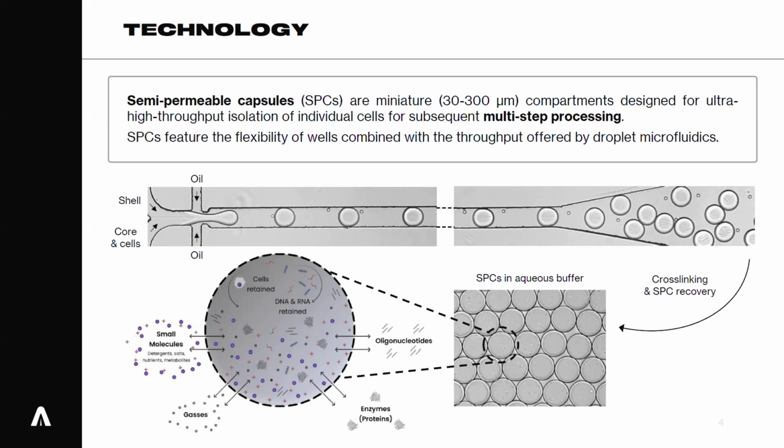Another property is size-selective permeability of this hydrogel. This means that once the cell is lysed, large molecules, such as genomic DNA, will be effectively trapped inside the capsule, while smaller molecules like enzymes, short oligonucleotides, and buffer components will be able to freely diffuse in and out. So practically, this means that capsules enable multi-step sample processing with very easy reagent exchange between individual steps.